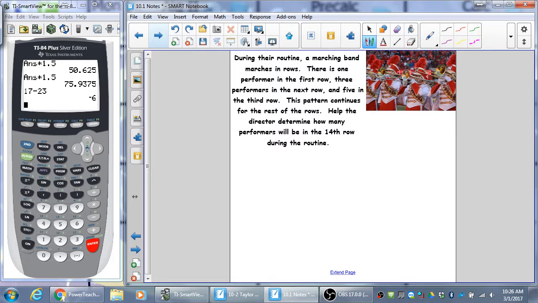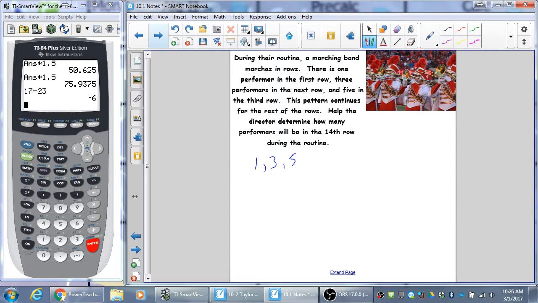During their routine, a marching band marches in rows. There is one performer in the first row, 3 performers in the next row, 5 in the third row. This pattern continues for the rest of the rows. Help the director determine how many performers will be in the 14th row during the routine. So we have a couple choices. One choice, keep adding 2, right? Until you get to the 14th one.